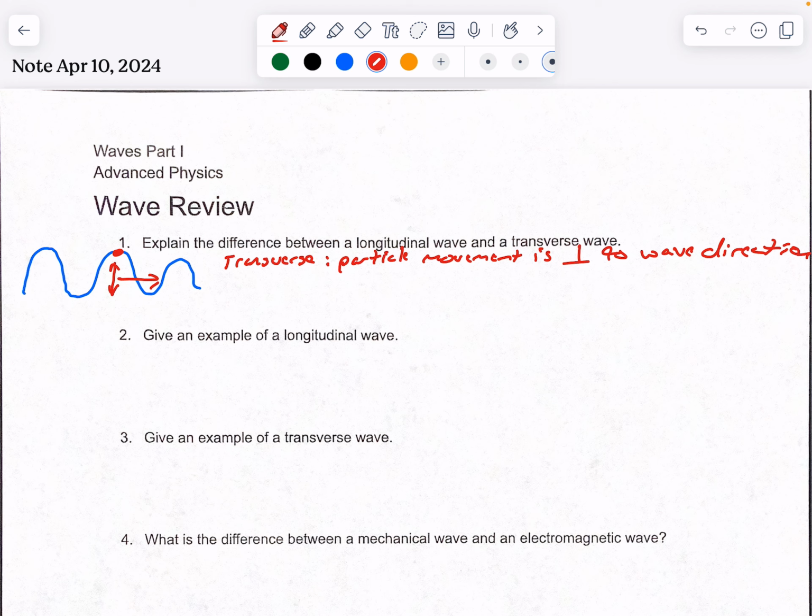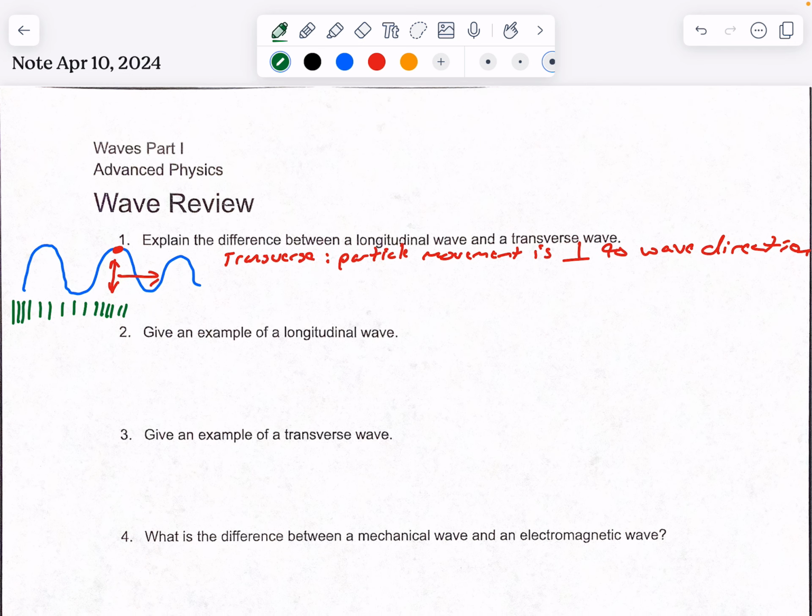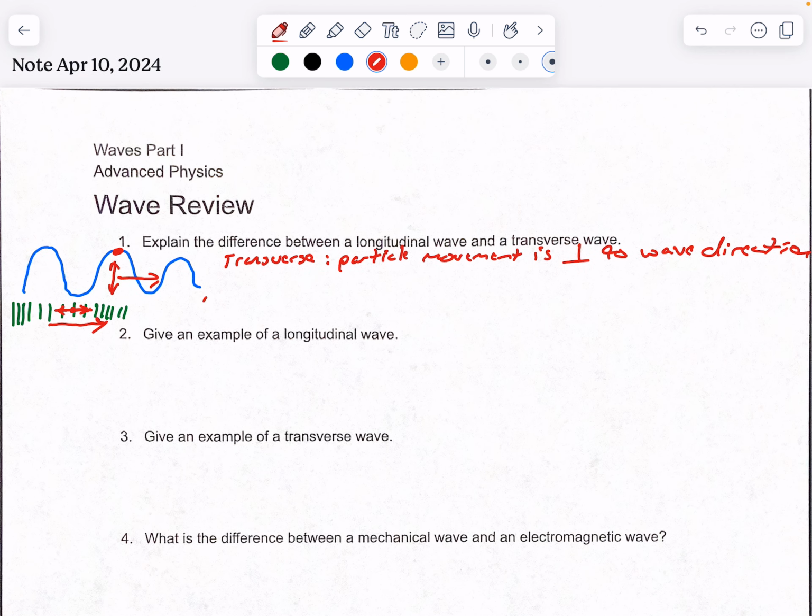Versus a longitudinal wave. A longitudinal wave is going to look like this. It looks kind of like a slinky, where it compresses and then starts to stretch back out, and then it comes back in and compresses again. So that would be a longitudinal wave. If you had a particle on there, that particle is going to vibrate side to side, and your wave is also going to move horizontally. A longitudinal wave or a compressional wave, both are the same thing. That is where particle movement is parallel to wave direction.